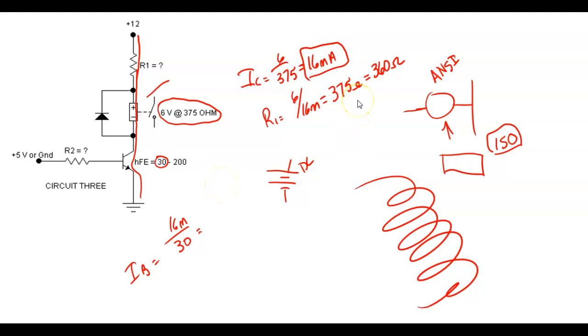So what is up and what is down? 375. So what's the next one up from there? 390. And what's the next one down from 375? 360. Okay, so one is a difference of 15 ohms, right? And the other one is a difference of what? 390 minus 375, 15. So you're right, Lee.